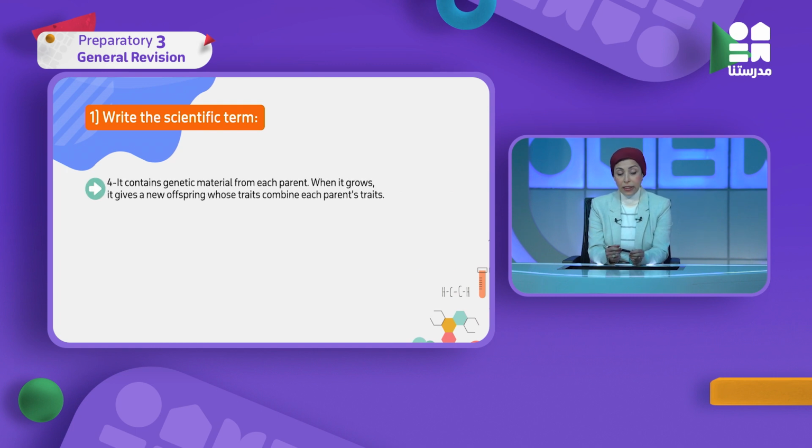Next, it contains genetic materials from each parent. When it grows, it gives new offsprings whose traits combine each parent's traits.